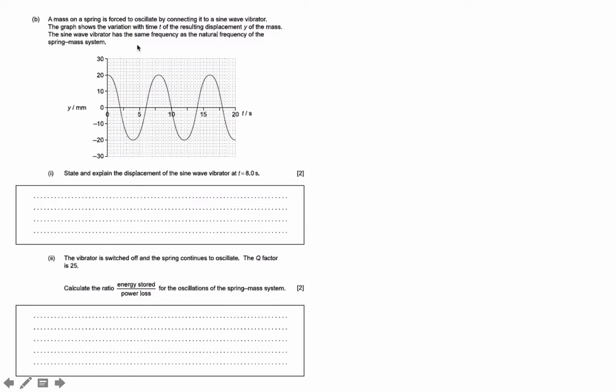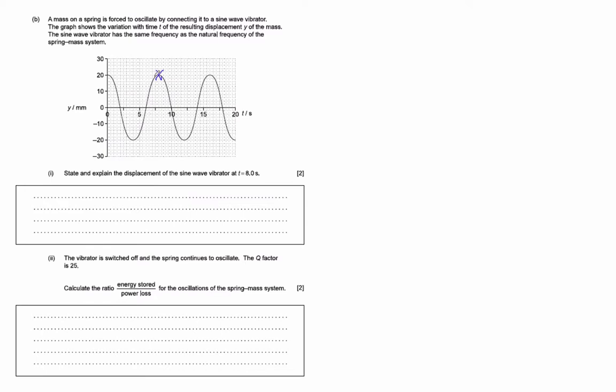And then it says, a mass on a spring is forced to oscillate by connecting it to a sine wave vibrator. The graph shows a variation of time t with the resulting displacement y of the mass. A sine vibrator has the same frequency as the natural frequency of the spring mass system. State and explain the displacement of the sine wave vibrator at 8 seconds. Well, 8 seconds is right there. So this thing is at its peak. And this is our mass, the mass on the spring.